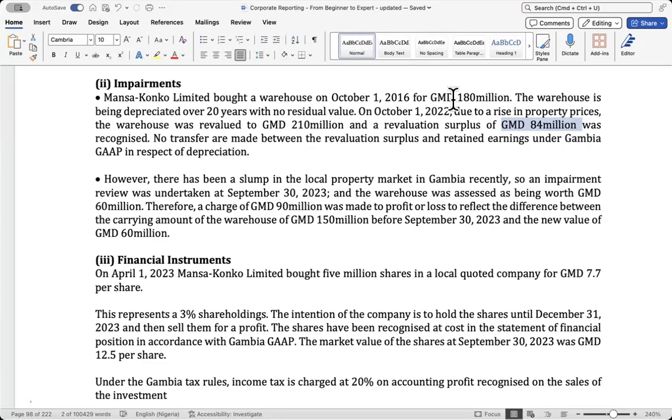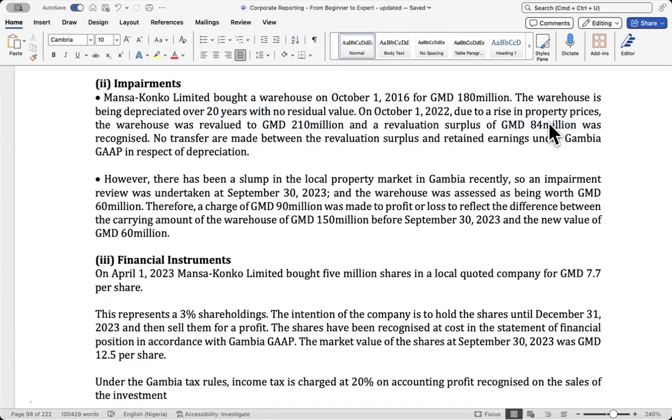And just to let you know that he did it well, if you do 180 million divided by 20 years, multiply by 6 years, it came to 54 million. If you deduct that from 180 million, it came to 126. Then 210 minus 126 is 84. So that is correct.